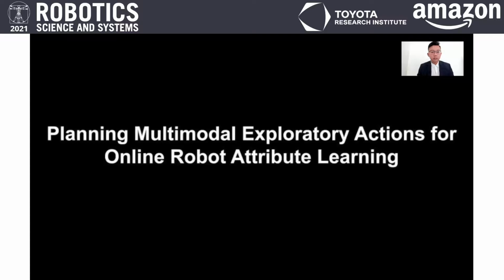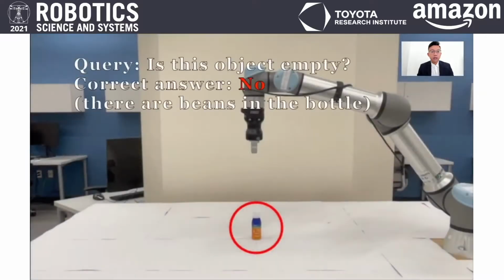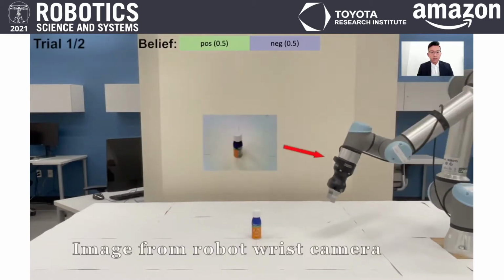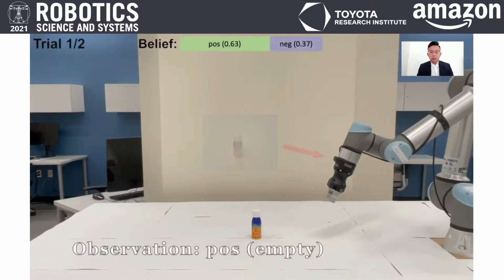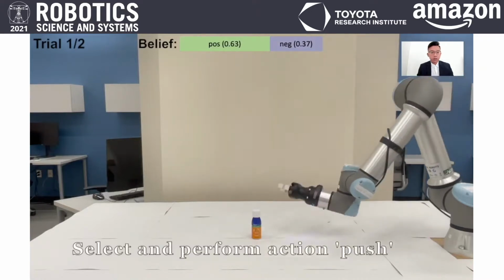We demonstrated the learned action policy on a UR5E robot. The robot was given a task to identify if an object, a bottle, is empty. This is a multicolored container half full of beans, so the answer should be no. At the beginning of the identification, the robot started with a uniform distribution, which means that it evenly believed that the object can be empty or not.